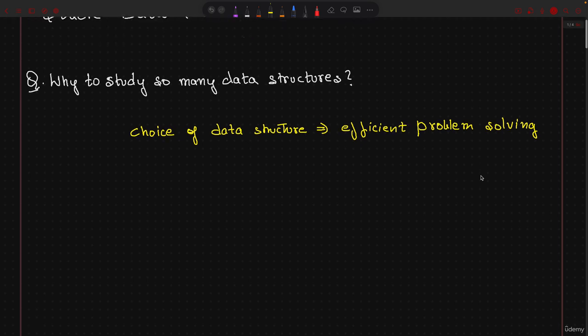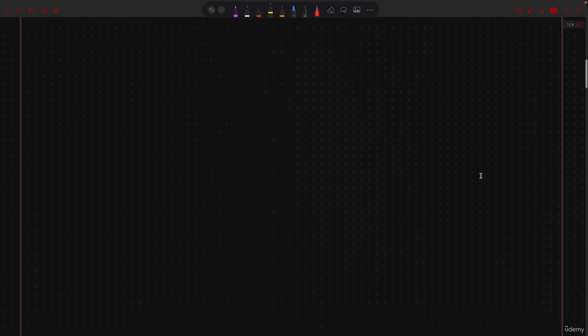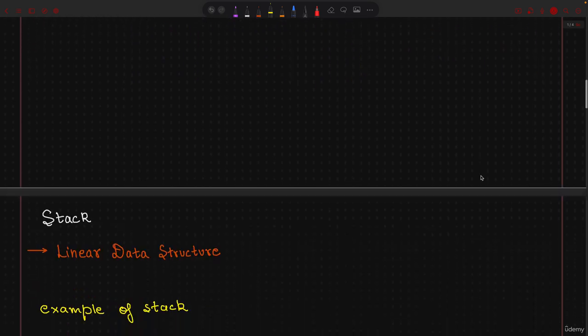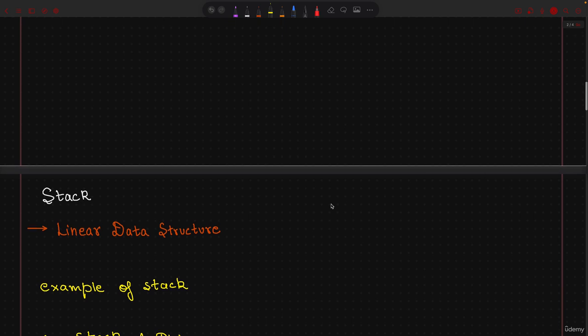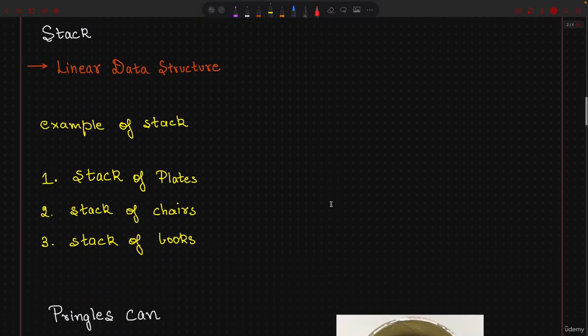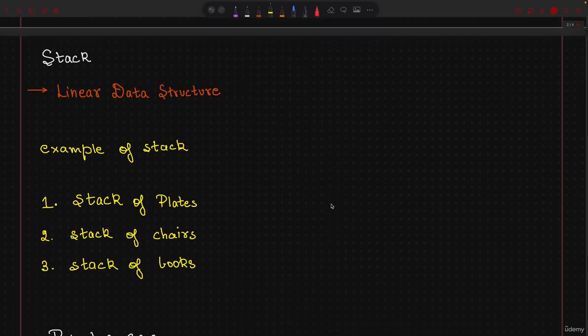So once that is clear, everyone, let us go and understand the stack data structure. So let us move forward. Stack is a linear data structure. We have seen linear data structures like array, list, tuple, linked list. What we effectively mean by linear data structure is that there is a sequence or an order to the elements which are stored in this data structure.